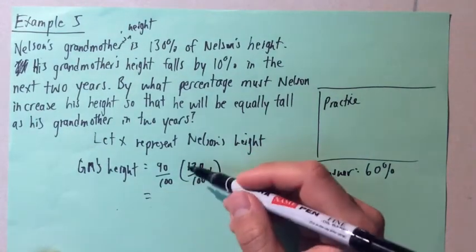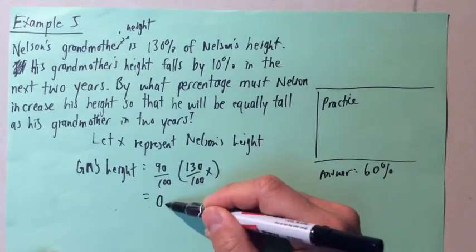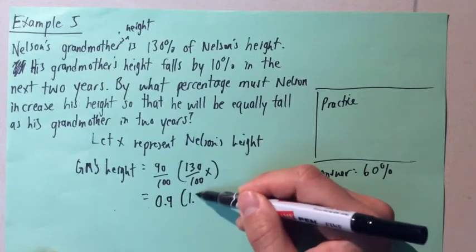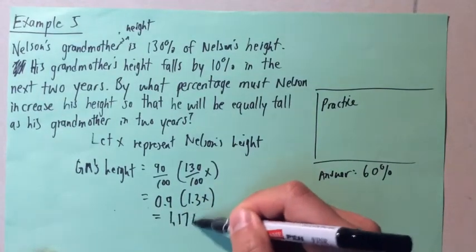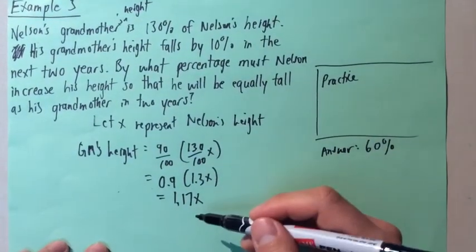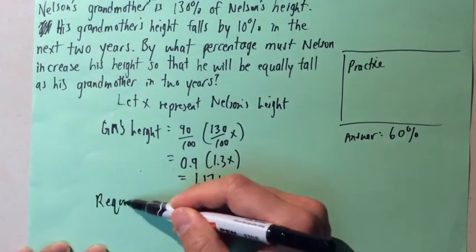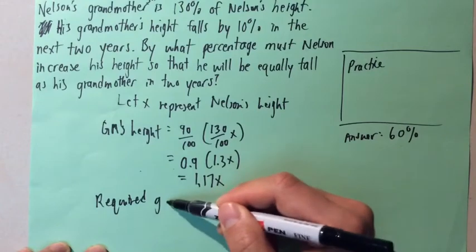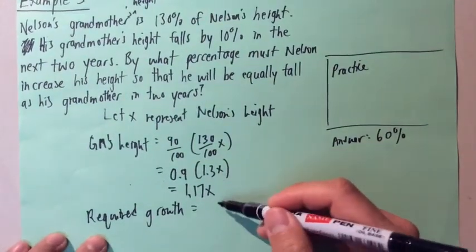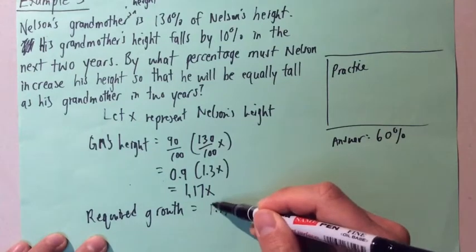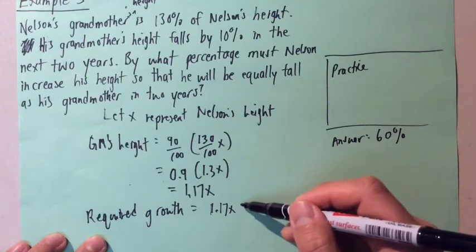And if it makes it easier, you can write it in decimal form. So 0.9 times 1.3x. That should give you 1.17x. So the required growth in this case would be 1.17x, which is the height that he needs to achieve.